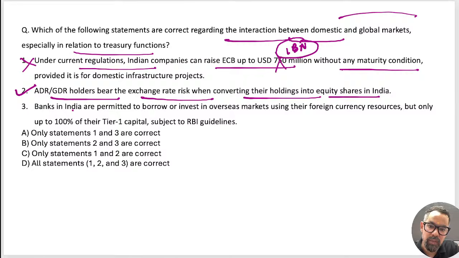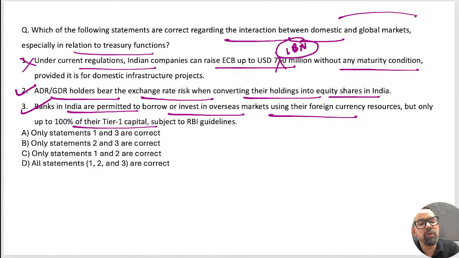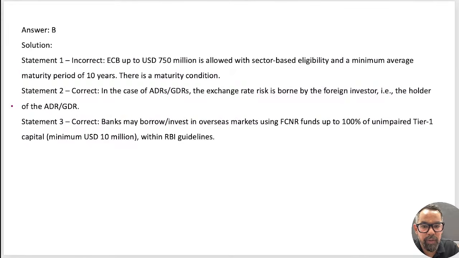The next one is banks in India are permitted to borrow or invest in overseas markets using foreign currency resources, but only up to 100% of Tier 1 subject to RBI guidelines. This is also true, right? Up to 50 million or something amount is also there. So 2 and 3, minimum 10 million. Okay, this is downside, right? So these two are wrong. Now it got increased to 1 billion US dollars. That is the case.